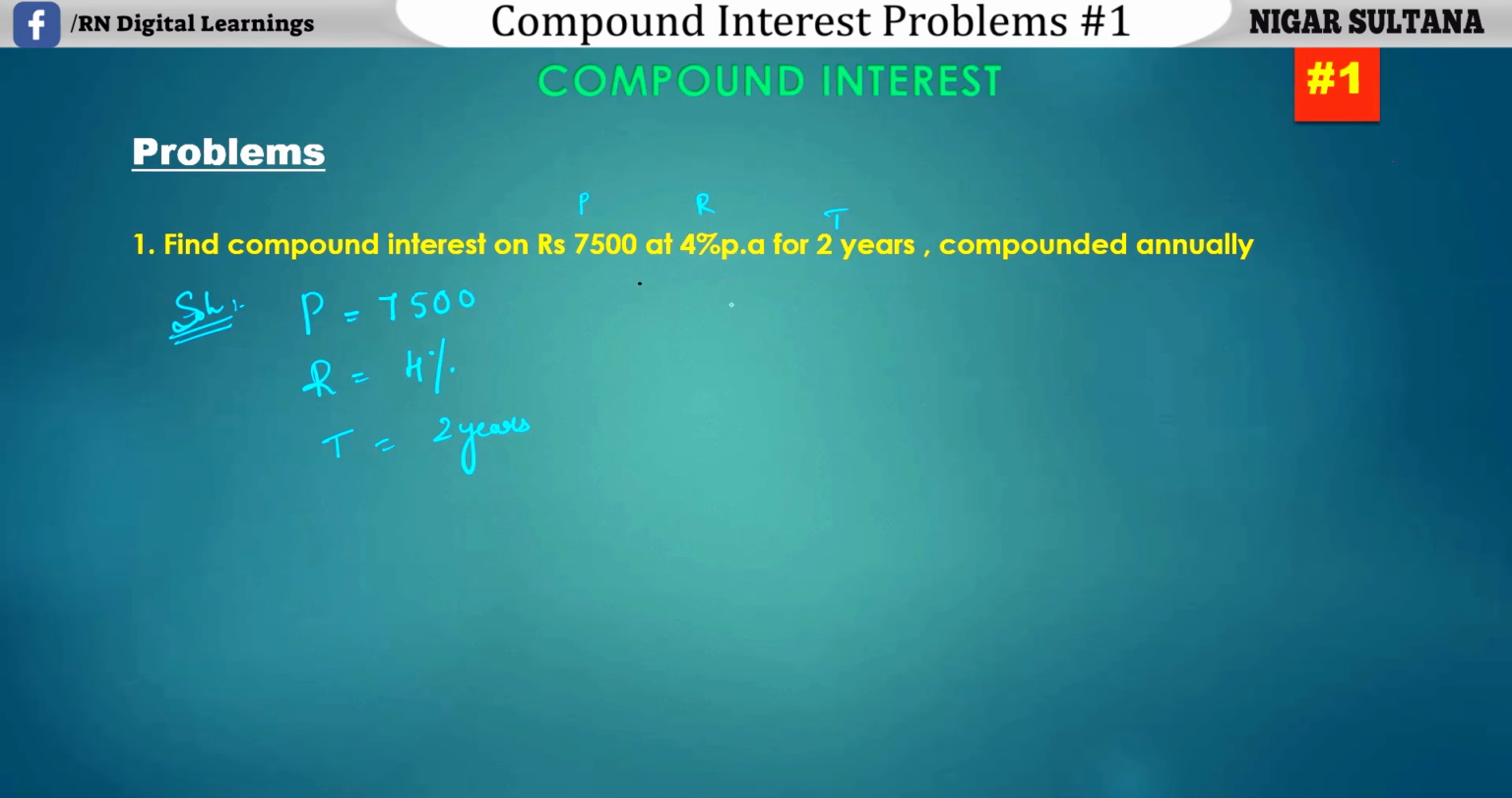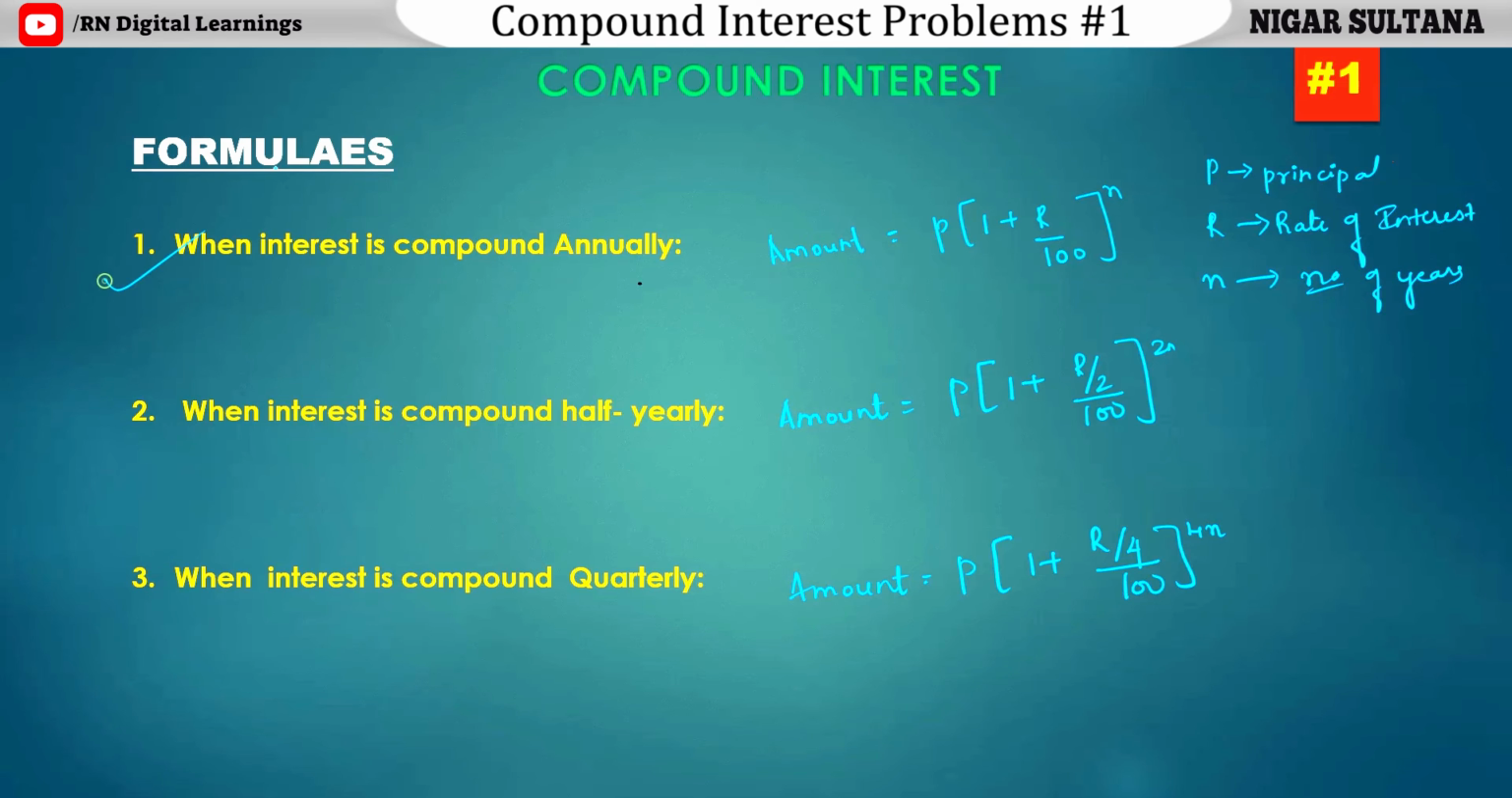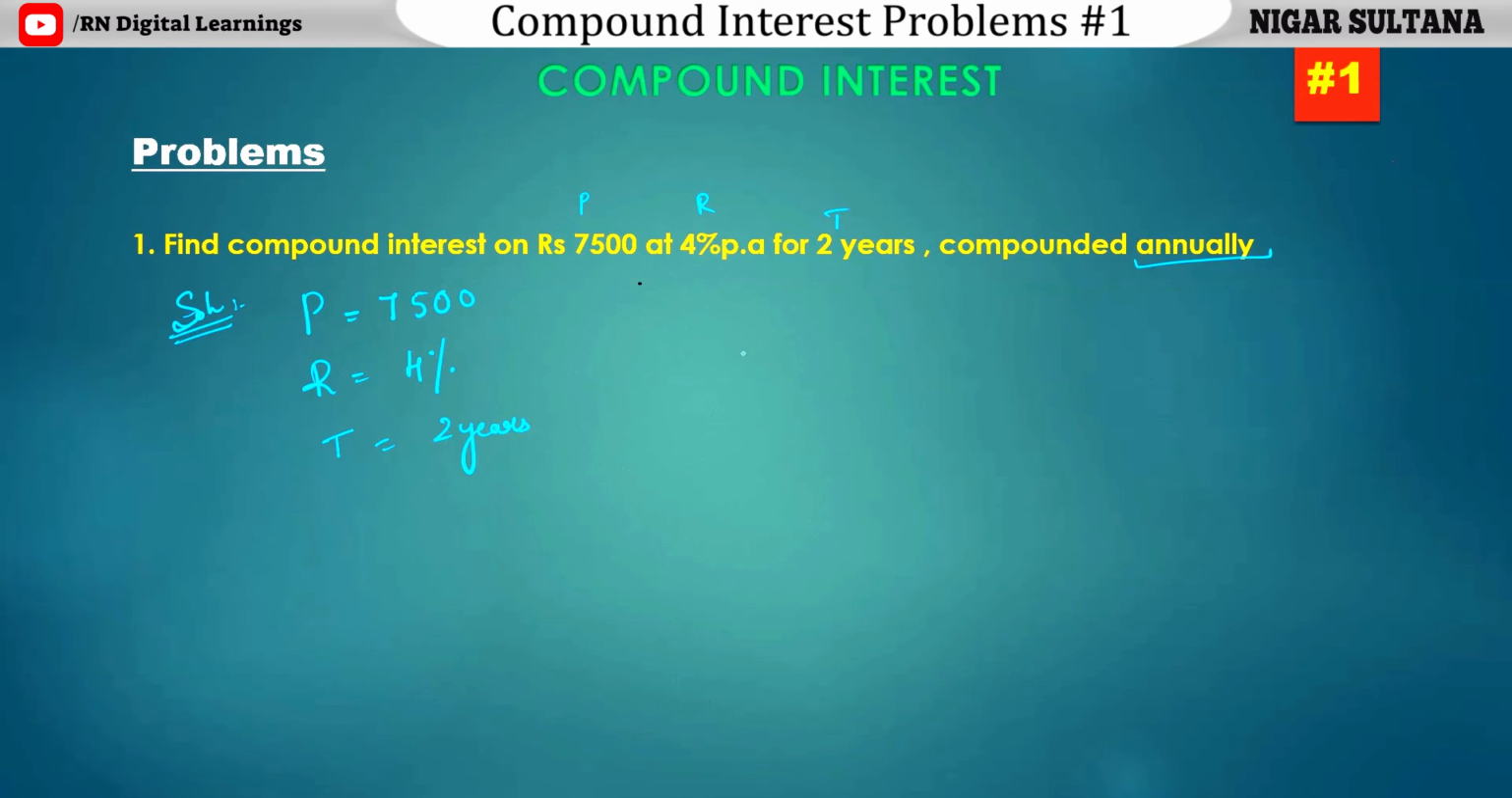Now which is the formula related to this problem? They have given the condition as compounded annually. So annually means this. Fine, what is the formula? Amount is equal to P of 1 plus R by 100 to the power N. Let's write it down. Amount is equal to P of 1 plus R divided by 100 to the power N.